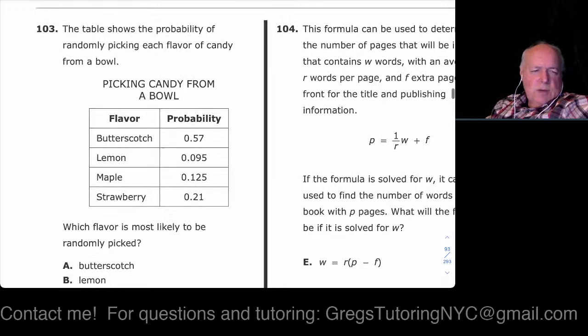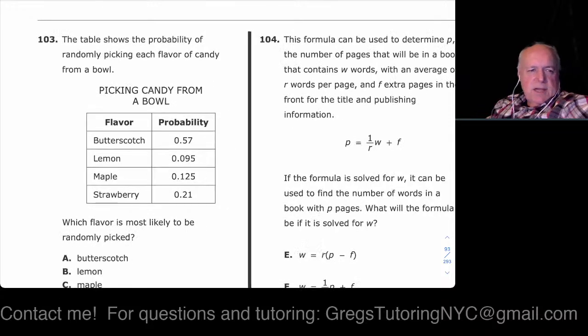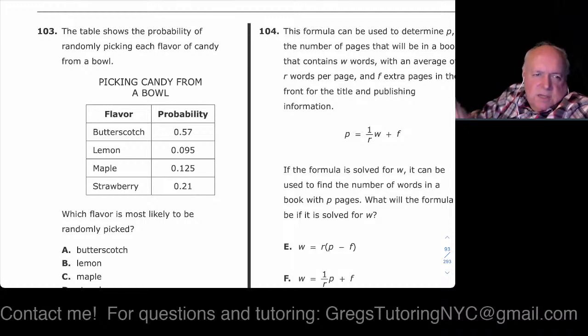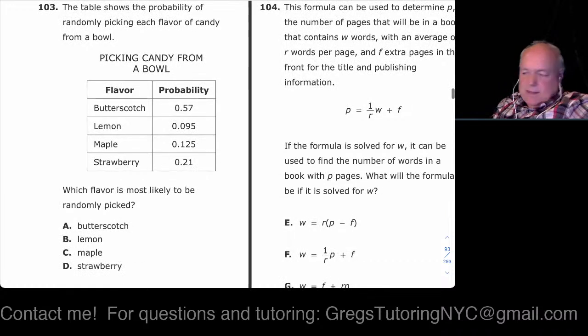Let's do this one. Let me shrink this down slightly. So we have a table of 4 different flavors of candy and the probability of picking those. Okay, so there's really nothing else going on in that illustration. It says the table shows the probability of randomly picking each flavor of candy from a bowl. Okay, which flavor is most likely to be picked randomly?